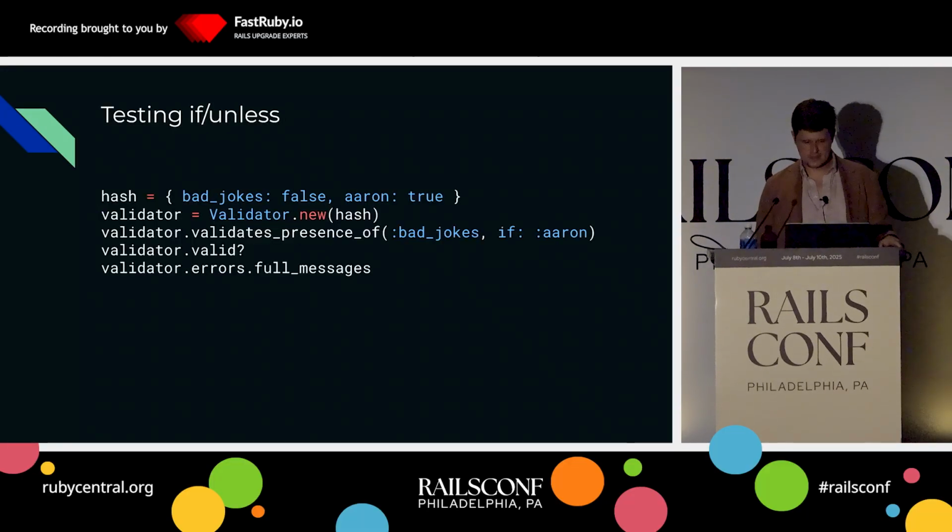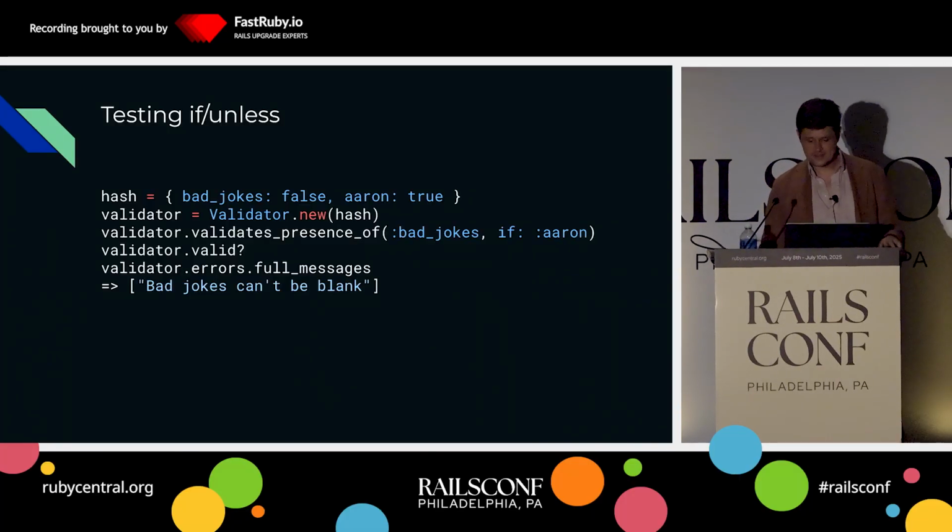So if we go back to our test, validate the presence of bad jokes, if Aaron, we get bad jokes can't be blank, which I think is a much better error message than anything I've actually written in production code. But yeah, and this is great because if you think back to the applications that you maintain and you imagine the bug that would be on the level of severity as an Aaron Patterson talk that didn't have bad jokes, you would know that we're really probably saving a lot of people a lot of money right now.